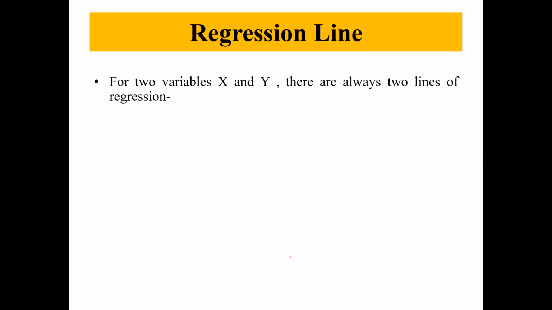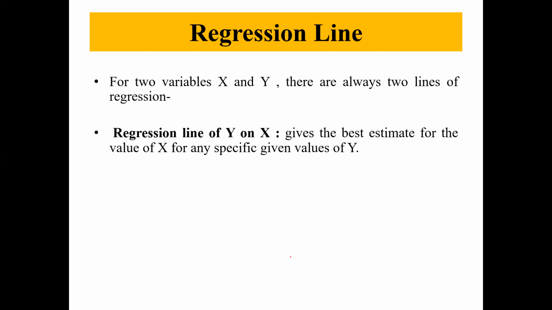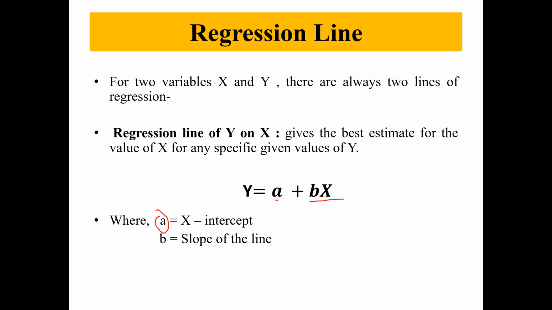And the other, the regression line of y on x, gives the best estimate for the value of y for any specific given value of x, where we can write y equal to a plus bx, where a is the y intercept value and b is the slope of the line, and x is the independent variable and y is the dependent variable. This is the basic information about the lines of regression, the two lines x on y and y on x. Thank you.